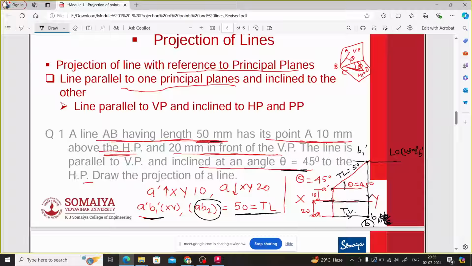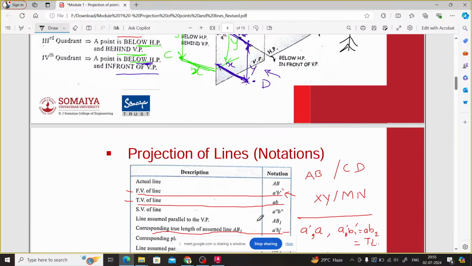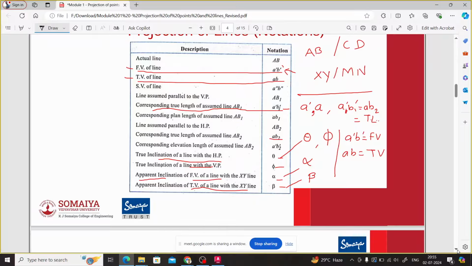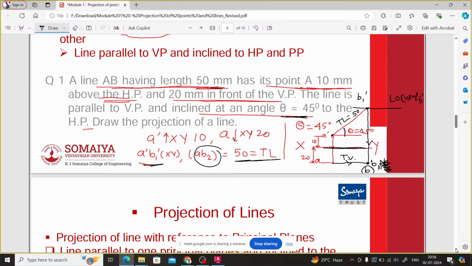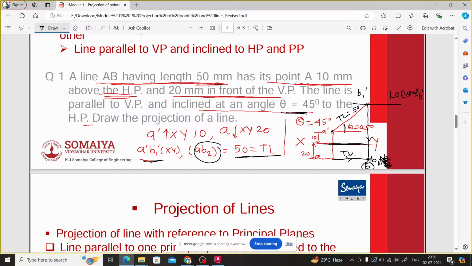Now why will we call it b? Because it's a top view. As far as our notations are concerned, look at this. Front view is denoted by a dash b dash, and top view is denoted by ab. Front view by a dash b dash, top view by ab. So this point will be ab or ab1.